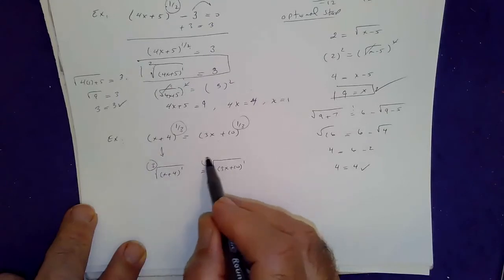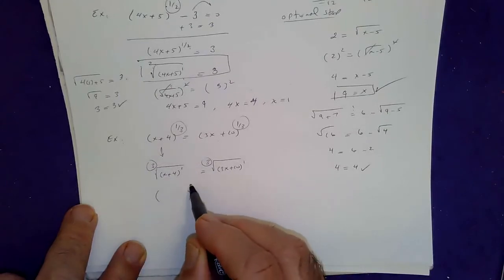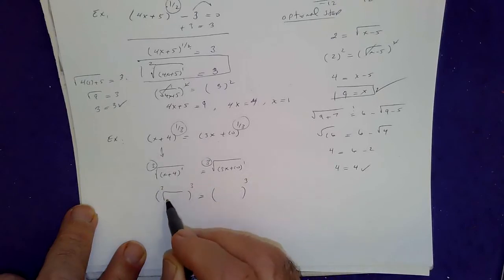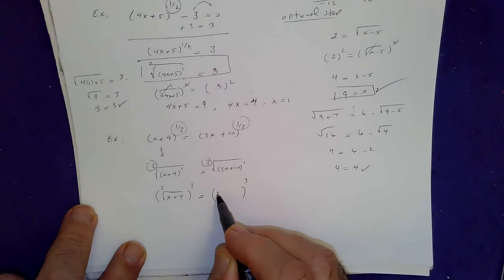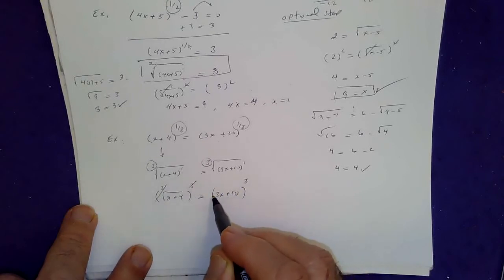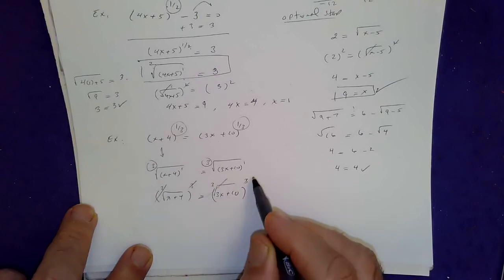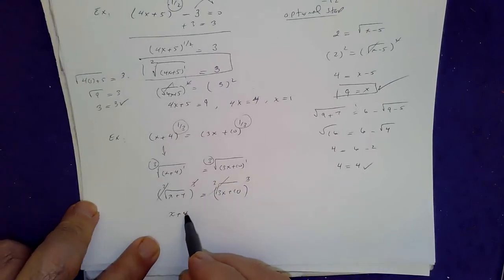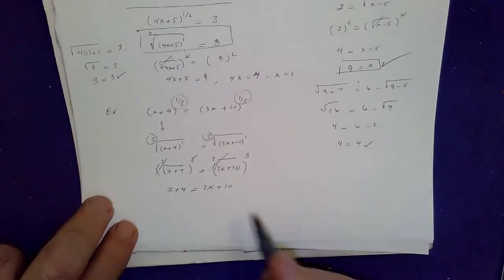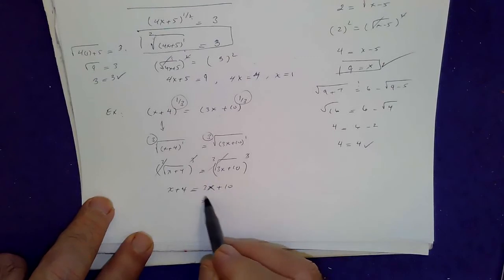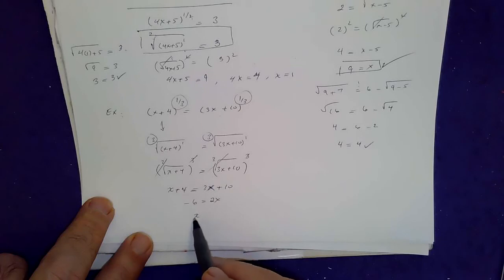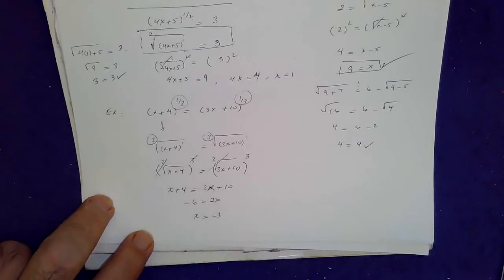Because they both have index 3, what I would do is raise both sides to the power of 3, to wipe out the radicals. And when I do, these guys get cancelled. So there goes the cube root. So all I get is x plus 4 is equal to what? 3x plus 10. Okay, so now solve for x, that's 2x. Move this guy over, that's negative 6, so x is equal to negative 3.